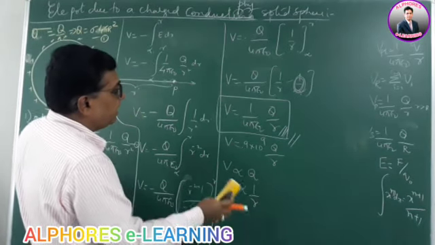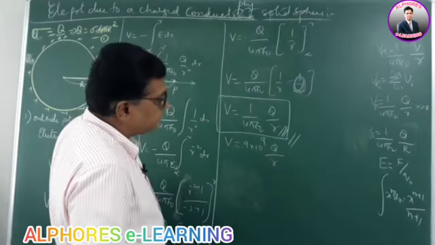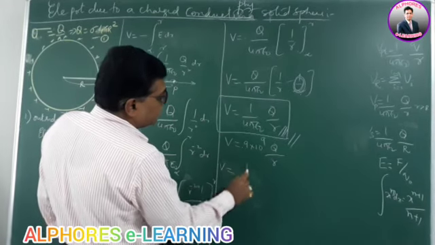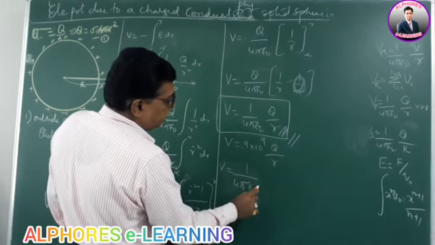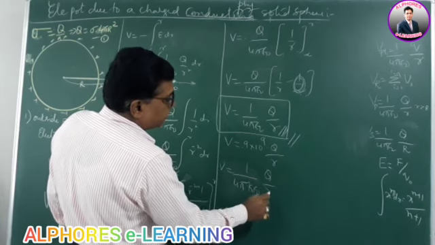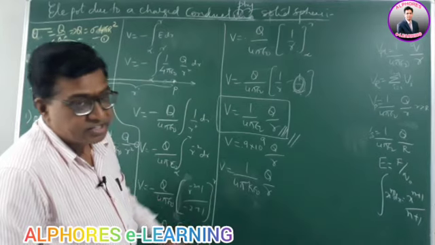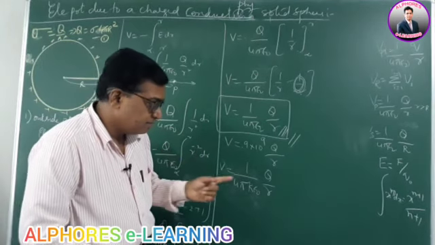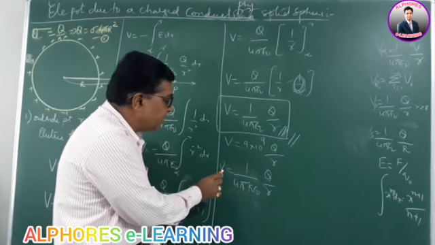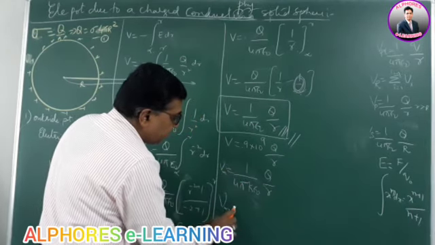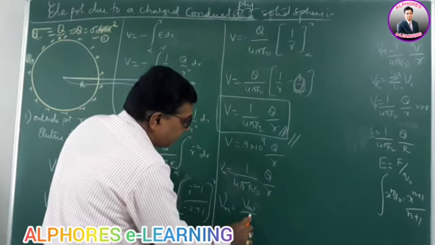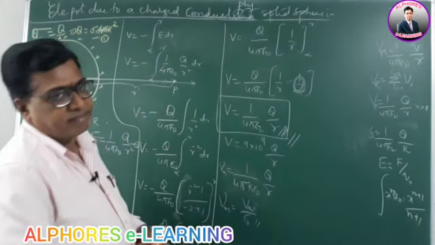Had it been in any medium instead of air, the potential you can write as 1 by 4 pi, instead of epsilon naught, you should write k epsilon naught, q by r, where k is the dielectric constant, which you learned earlier. So this is the potential in air, and the potential in any medium is the potential in air divided by k. This way you can find the potential.